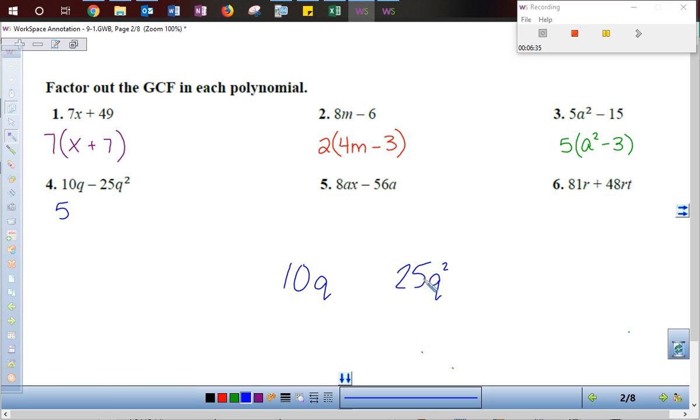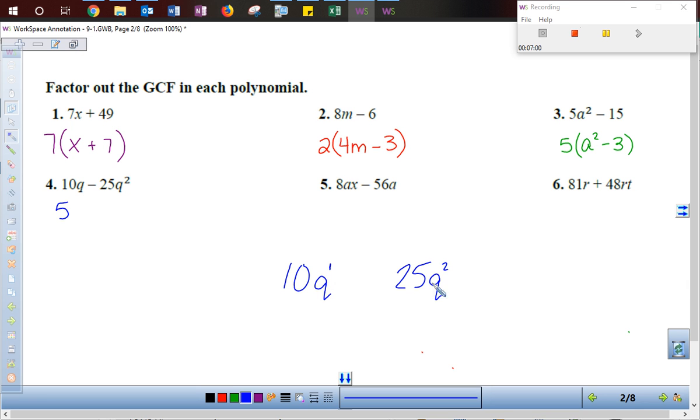So, I have to figure out how many I'm going to take out. And to do that, I need to think about the exponents. My first term has an exponent of 1, whereas my second term has an exponent of 2. So I have two options. I can either take out 1q, or I can take out 2q's. Well, if I take out 2q's, here I'm not going to have enough q's to give.